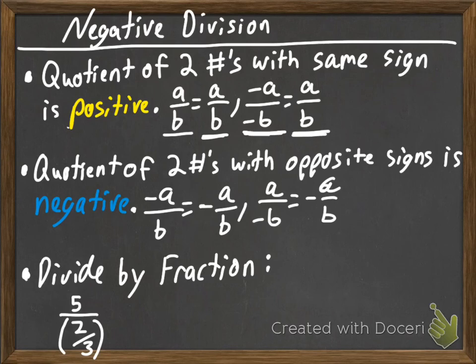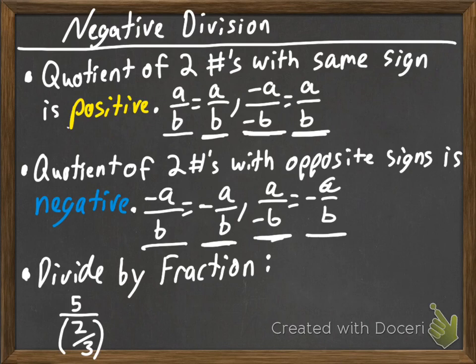The second one says that the quotient of two numbers with opposite signs is negative. So if we take a negative a divided by a positive b, we get a negative a over b. If we take a positive a divided by a negative b, we still get a negative a over b.